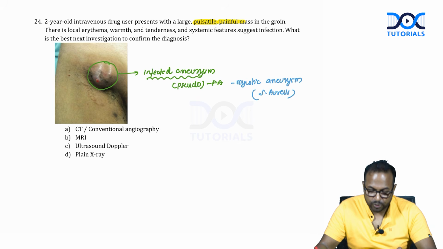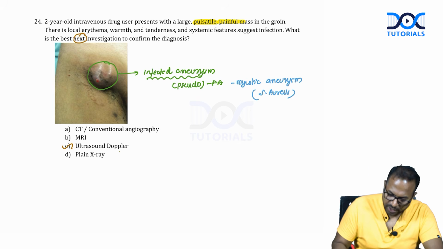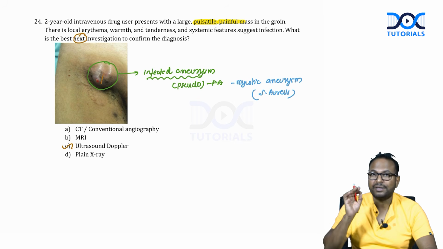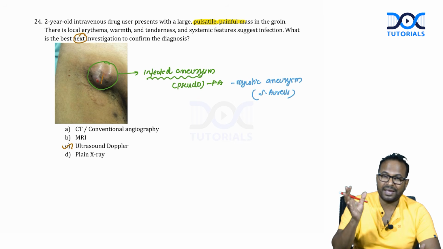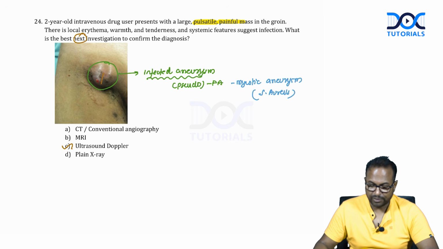What should I do to confirm the diagnosis? Ultrasound Doppler is the next investigation to confirm. Without knowing that, if you go and put a blade, bleeding will happen like anything. If you go and put a knife and drain it, thinking it is an abscess, it will bleed like anything. So be careful. This is a classical case of infected aneurysm called mycotic aneurysm.